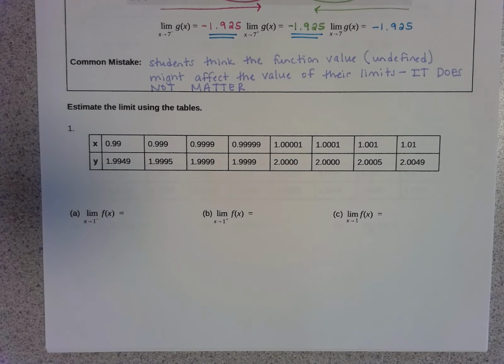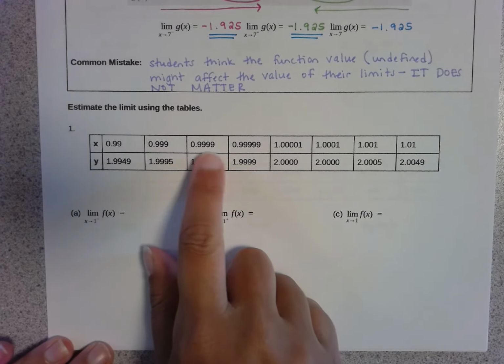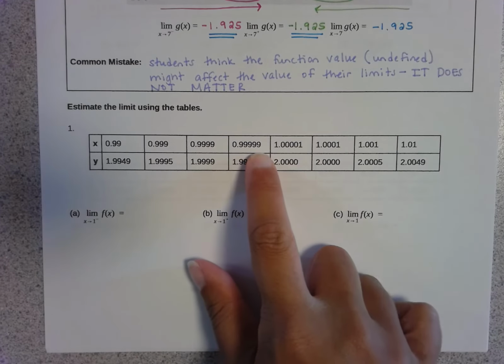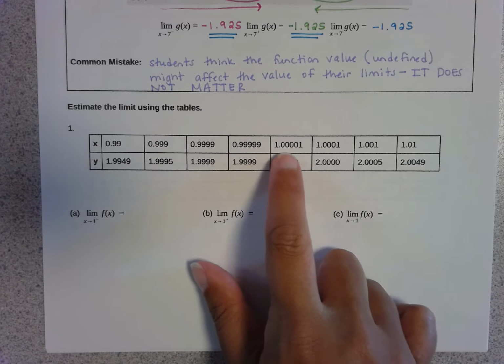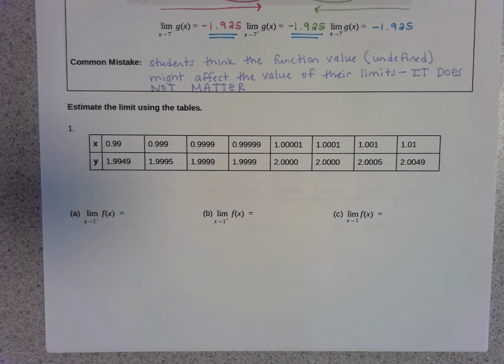So in this table, you're going to notice that in the x row, we have 0.99, 0.999, 0.9999, and 0.99999. And on the right side, we have 1.00001, 1.0001, 1.001. All of these numbers are close to the number 1.